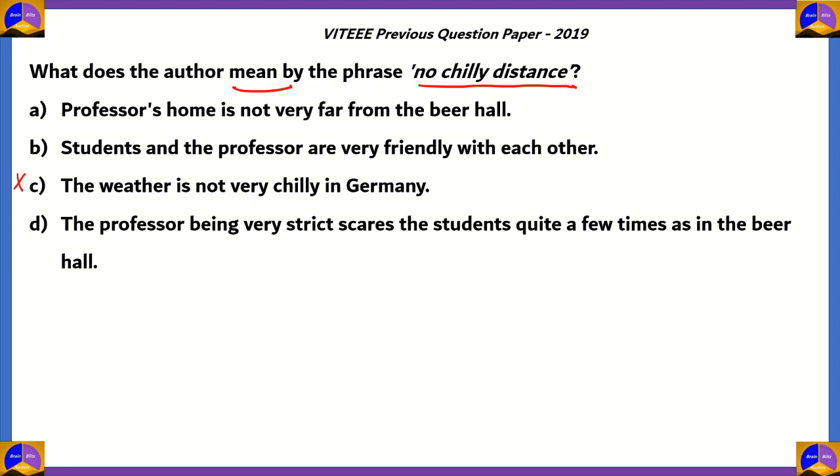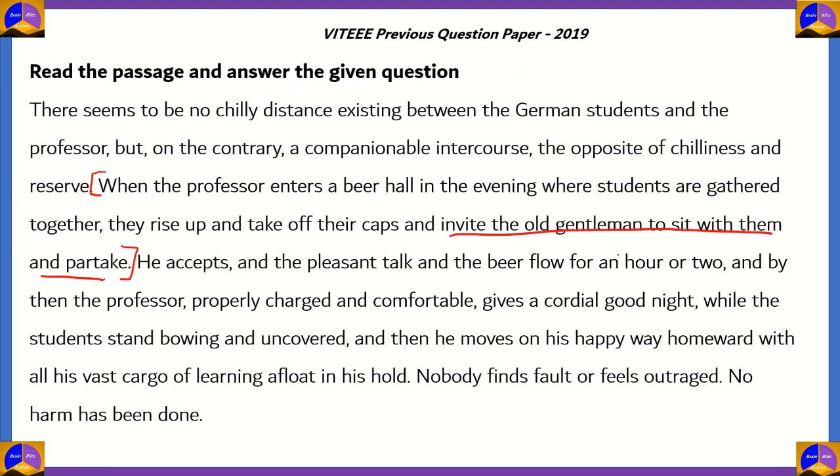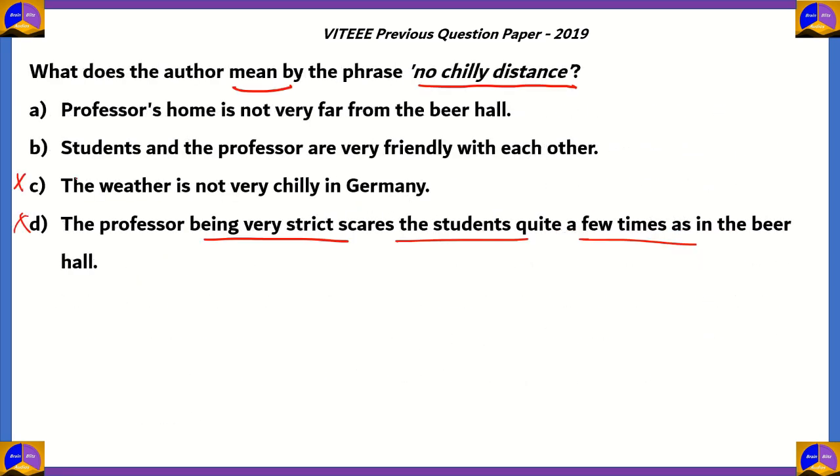And let's look at other options here. Option D. Option D says the professor, being very strict, scares the students quite a few times, as in the beer hall. This is incorrect because if you look at our second sentence, they rise up, take off their caps, and invite the old gentleman to sit with them. And you do not invite someone who you are scared of to sit with you and partake unless he asks you for it. So option D is incorrect.